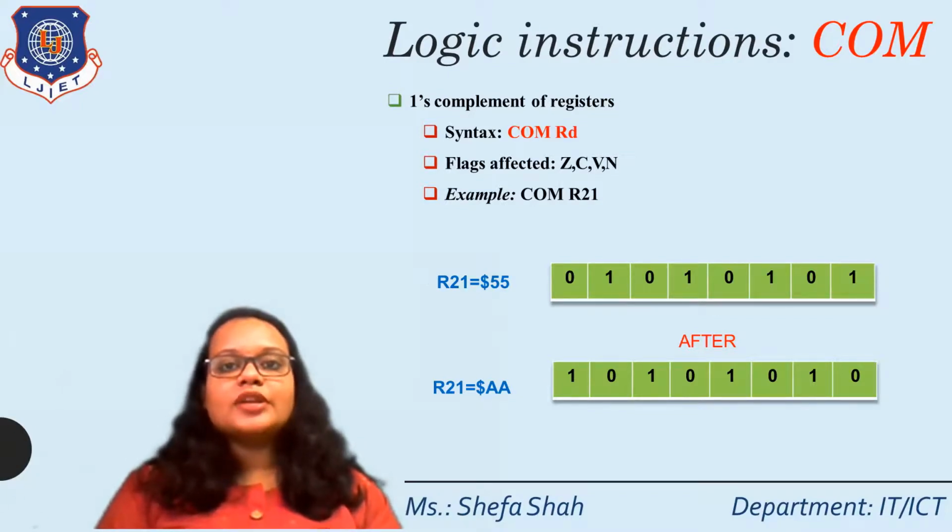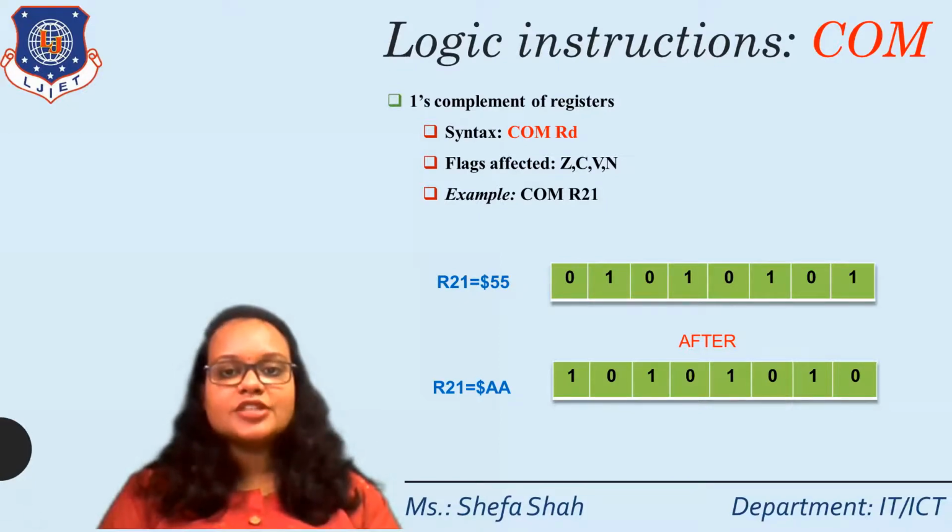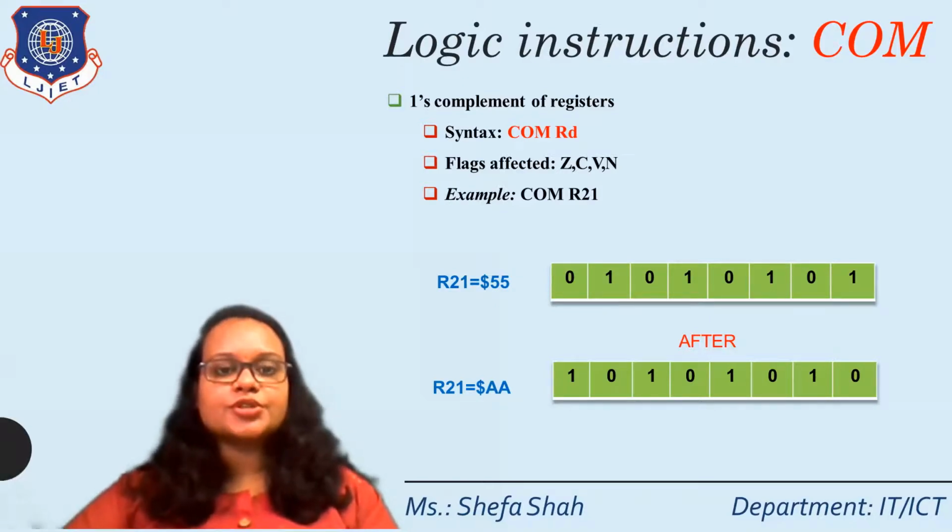Let's take an example where R21 has data 55H, which is 0101 0101. After the complement instruction, what will it do? Complement will complement each and every bit. If it is 1, it will convert it into 0. So after the execution of the COM instruction, R21 will replace the data 55 with AAH. This is the execution of the COM instruction.